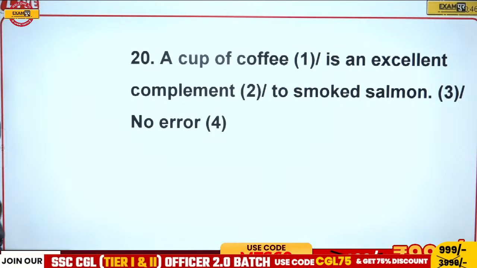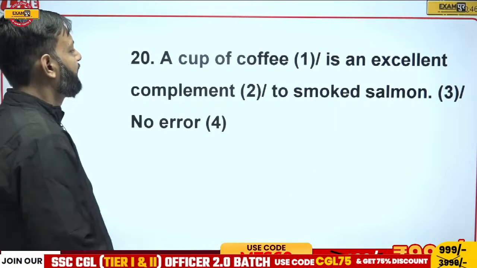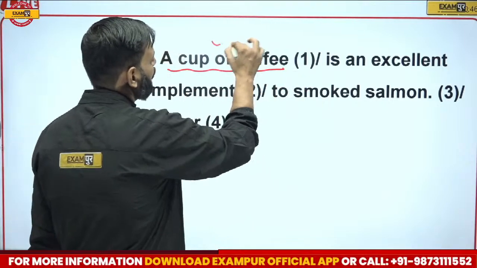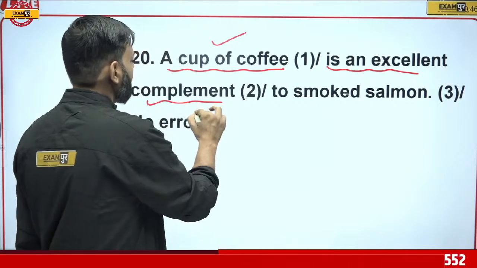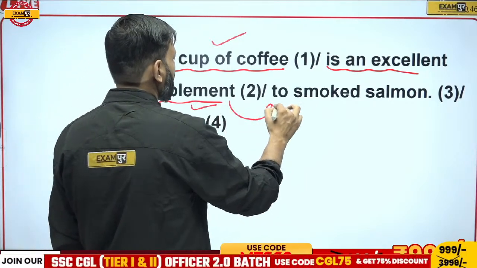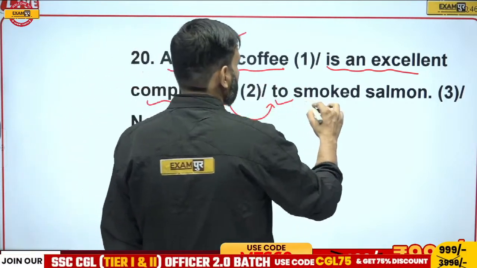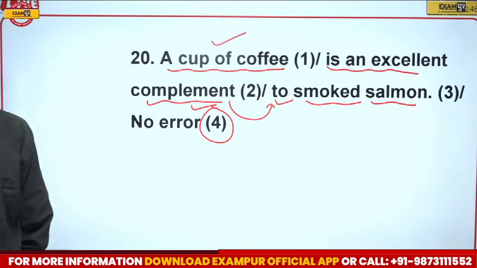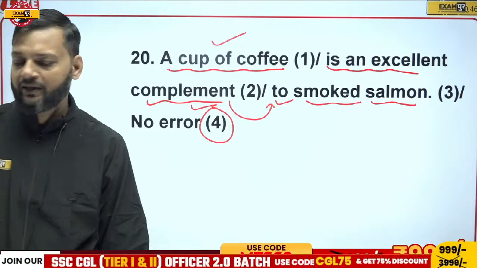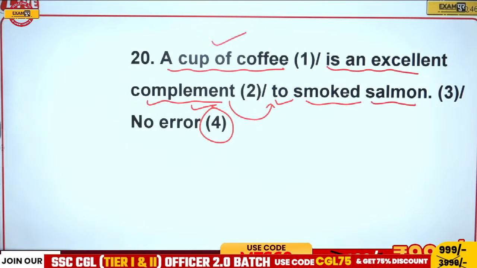A cup of coffee, no error. Is an excellent complement, no error. Complement is followed by to, correct. Smoked salmon is absolutely correct. So there is no error in this sentence.